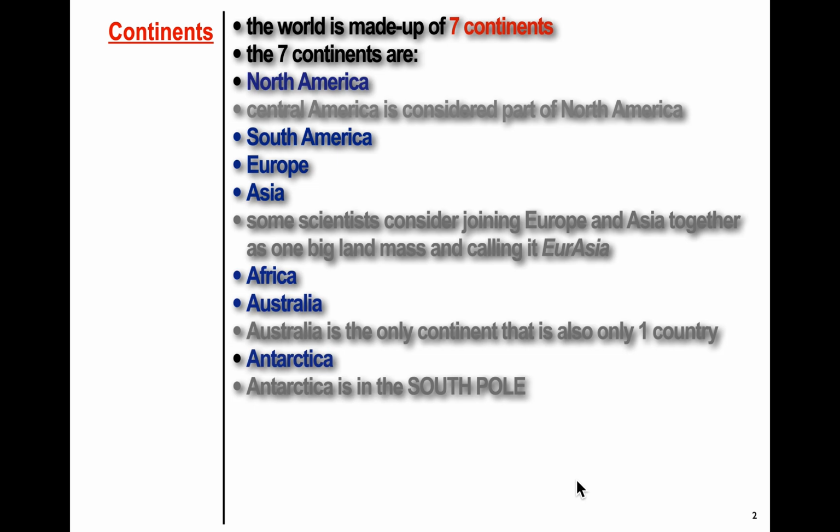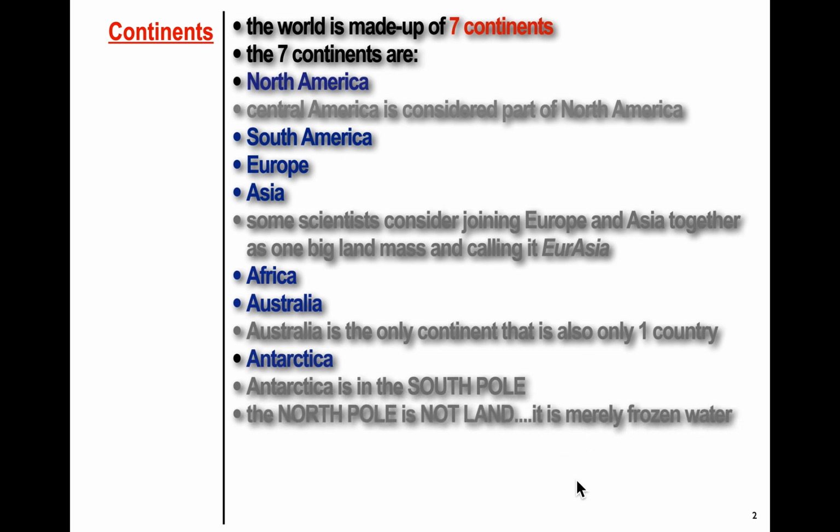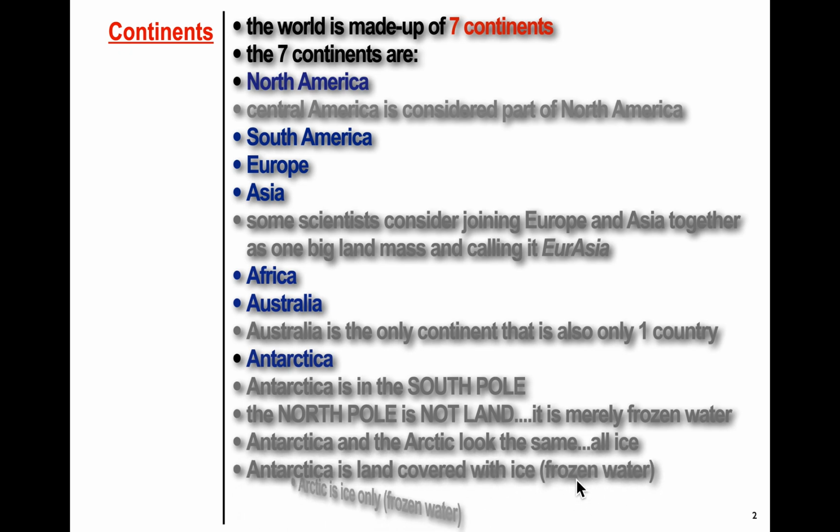Remember, we have a North Pole and a South Pole. The South Pole is land covered with frozen water, with ice and snow. But the North Pole is not land. The South Pole and the North Pole look exactly the same, but one is land covered with frozen water and one is just frozen water. We're going to go through that in a little more detail in a minute. Again, they look the same, but one is frozen land and the other one is frozen water. I'll show you our map in a minute.